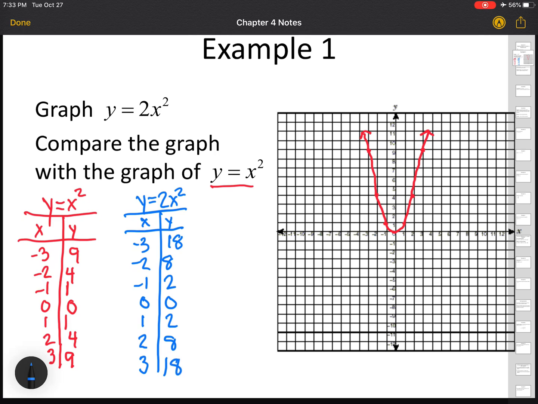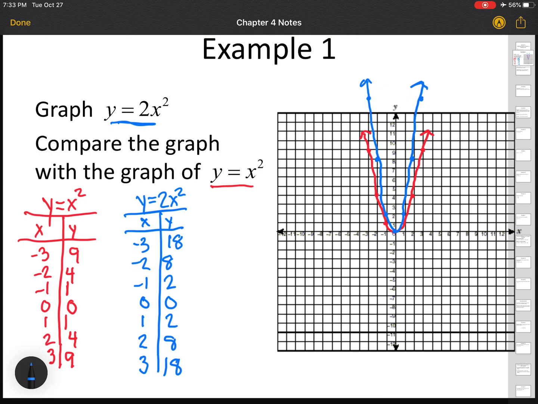So if we go to graph, these are going to start off the grid just a little bit. So -3, 18 I'll put up here. -2, 8. -1, 2. 0, 0. 1, 2. 2, 8. And 3, 18. And we're connecting those with a smooth curve. So here was my y equals 2x squared.